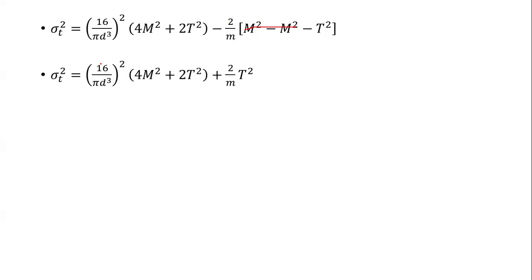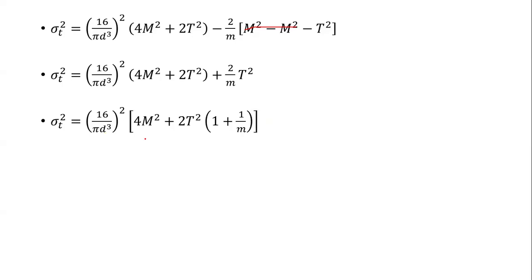Then here, everything remains the same. 16 over pi d cubed, then square outside. Inside the brackets, I have 4m squared plus 2t squared. Then 2 over m, then there's a t squared outside there. Now with this, I can already see that 16 over pi d cubed is okay, it remains like that.